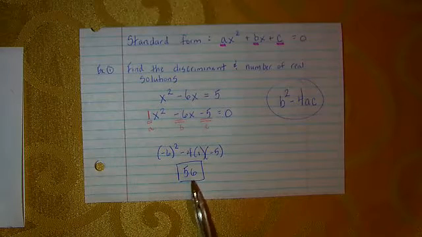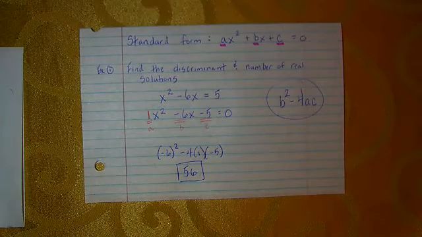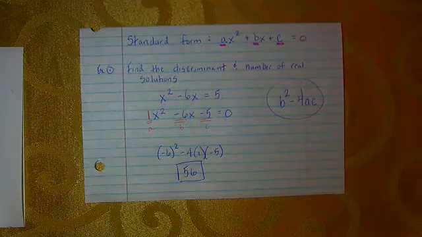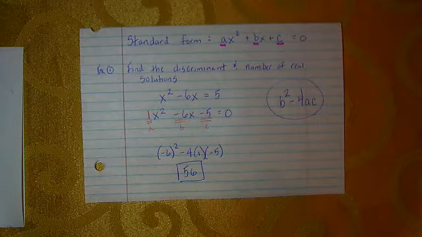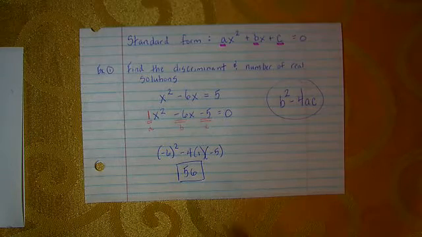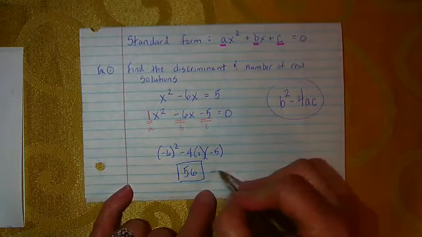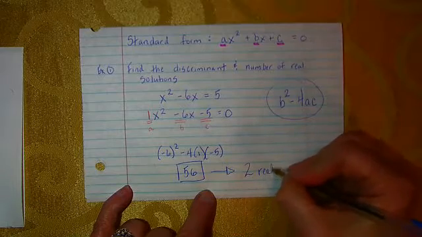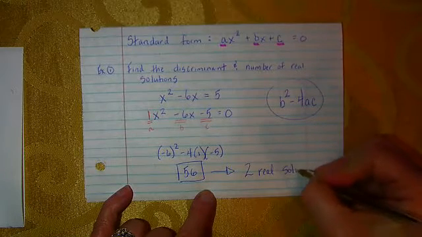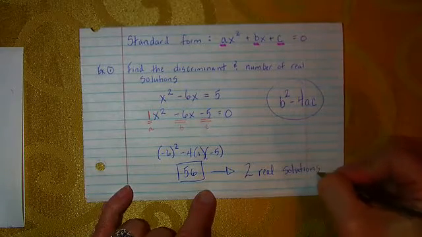Now, using this number, we can determine how many solutions we have. So again, all we have to do is ask: is it greater than 0, equal to 0, or less than 0? So 56 is greater than 0, so because my discriminant is greater than 0, I know I will have 2 real solutions to this particular equation.